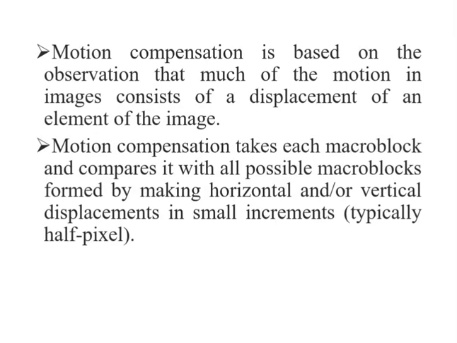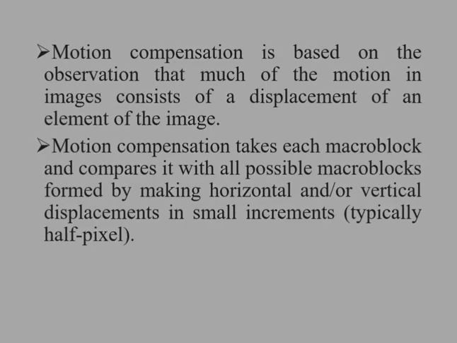Motion compensation is based on the observation that much of the motion in images consists of a displacement of an element of the image. Motion compensation takes place on a macroblock and compares it with all the possible macroblocks formed by making horizontal and vertical displacements in small increments, typically half pixel.